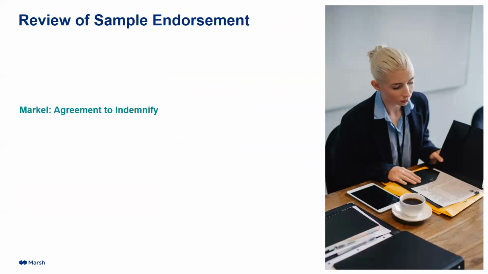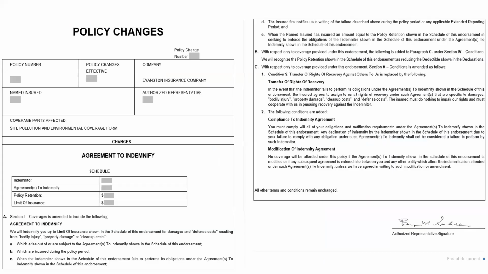So let's actually bring this alive and review a sample endorsement. So we're going to go to an example of what Markel uses as their specimen policy. First thing you're going to notice here, this is really simplistic. So again, it's not like an entire policy that you've got to read 10, 15, 20 pages. A simple 1.5 page endorsement.